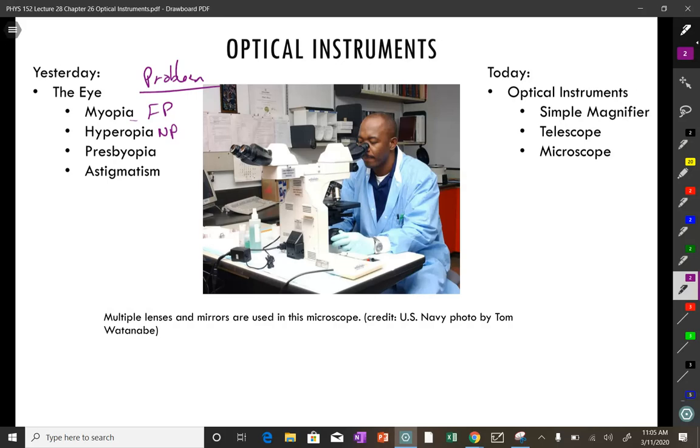You have a question, sir? Hardening of the lens. Sorry, hardening of the cornea. Hardening of the lens, not the cornea.